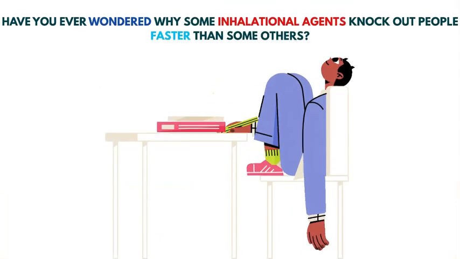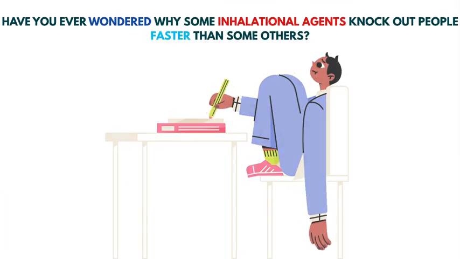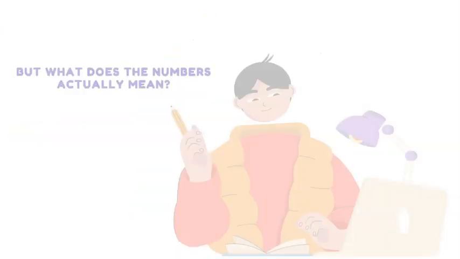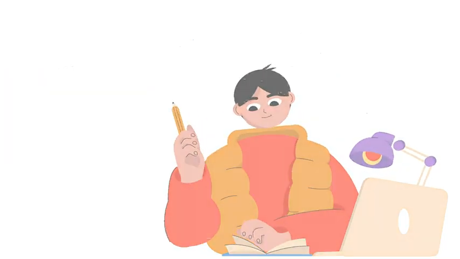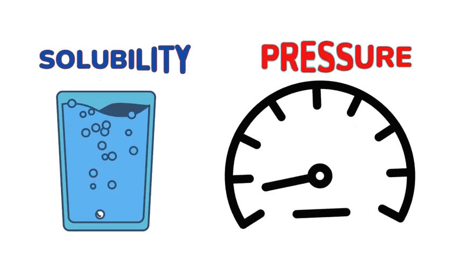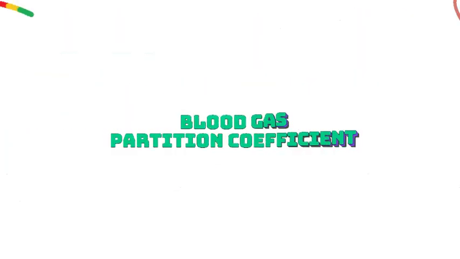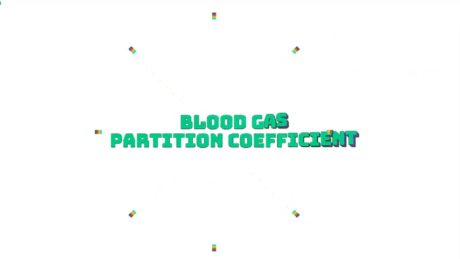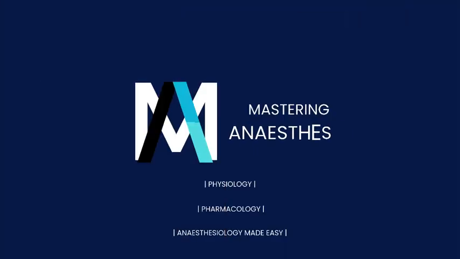Have you ever wondered why some inhalation agents knock out people faster than others? The answer is in the blood gas partition coefficient. But what does the number actually tell? Does it have to do with solubility and pressure? Stay tuned till the very end, where we break down the concept of blood gas partition coefficient and hopefully, you will understand it a little bit better. So, let's go.